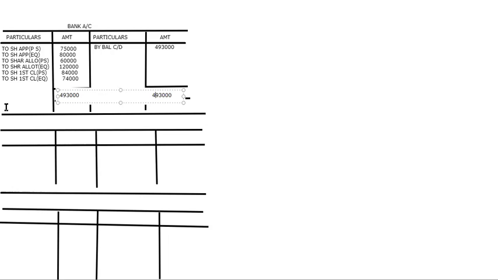Now here we are going to write to balance brought down, 4 lakhs 93,000. This is done. Now this bank is done. Now next I'm going to record about first preference here. So preference share capital.